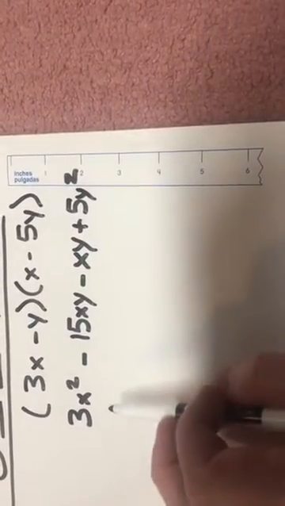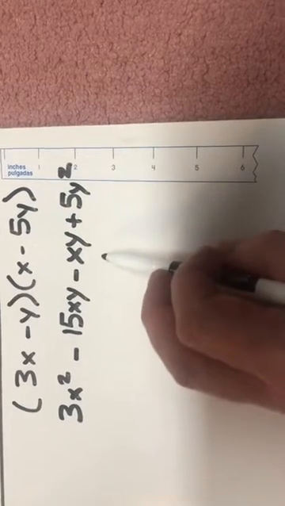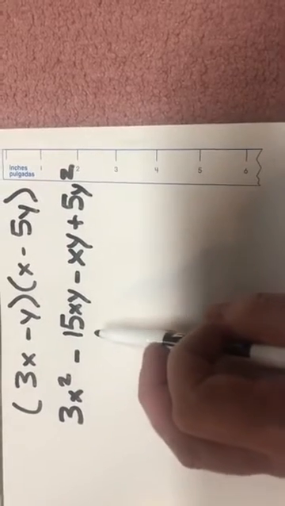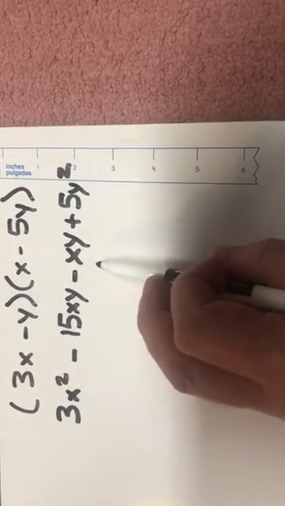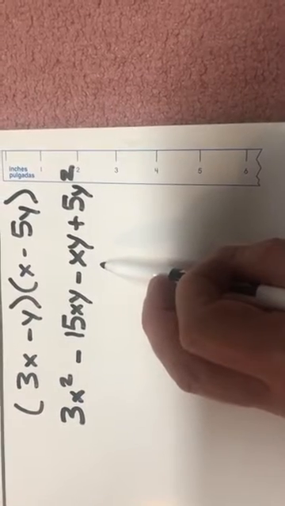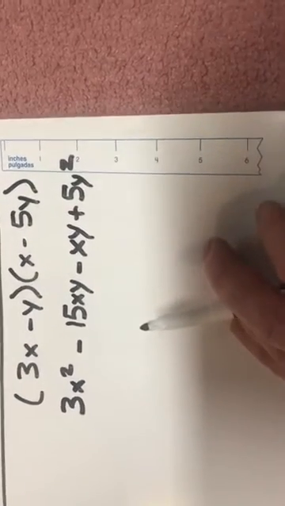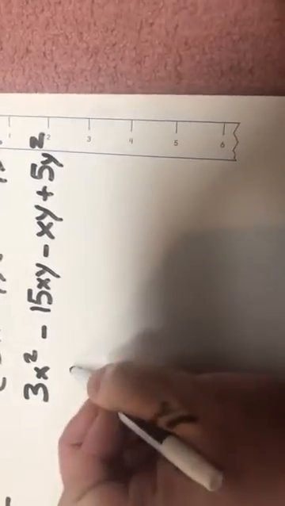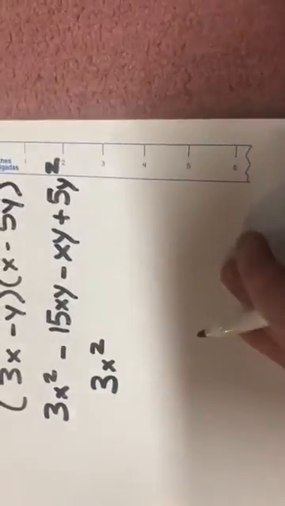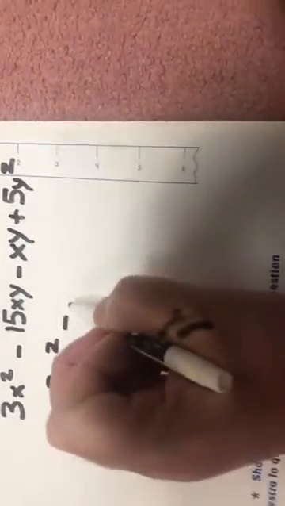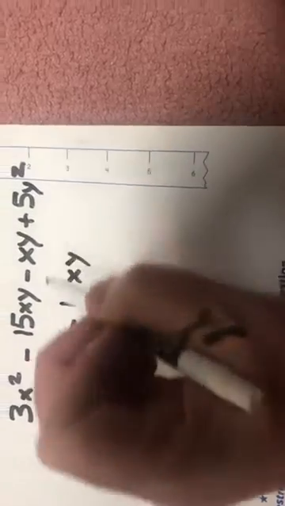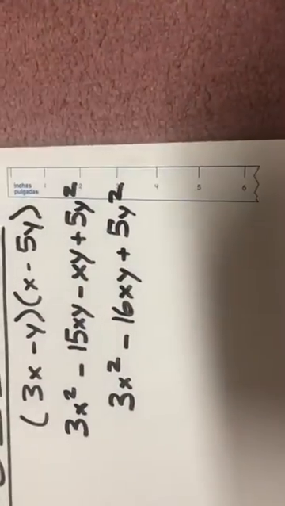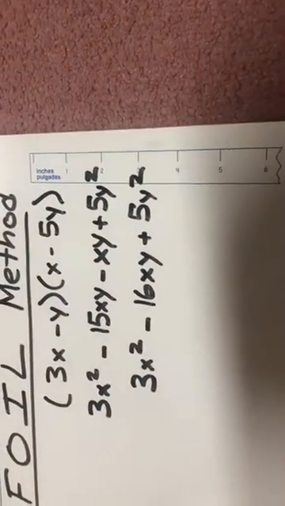I see if that can be simplified at all. I see that negative 15xy and negative xy are like terms, so I can combine those. When I combine a negative 15 and a negative 1, I actually get negative 16xy. I want to make sure everything is in alphabetical and descending order. So I'm going to start with 3x to the power of 2 minus 16xy plus 5y to the power of 2. And that is simplified. And that is how you do the FOIL method.